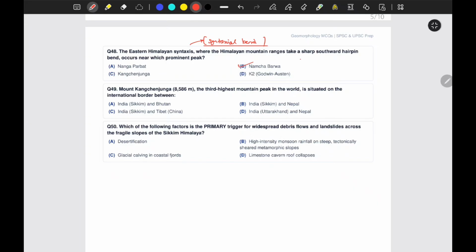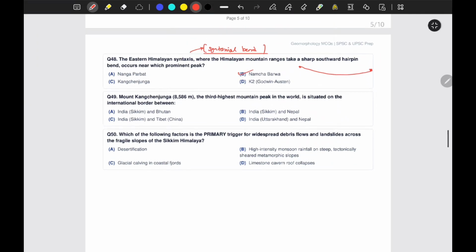See, the Himalayas extend from Nanga Parbat to Namcha Barwa in a curvilinear manner. So suppose this is Nanga Parbat, and this is Namcha Barwa. Syntaxial bend means it takes a sharp turn after reaching Namcha Barwa. It is something like this. These are known as the Purvanchals. We have the Mizo Hills, Mishmi Hills, Patkai Bum, right? So this sharp turn here is known as the syntaxial bend.